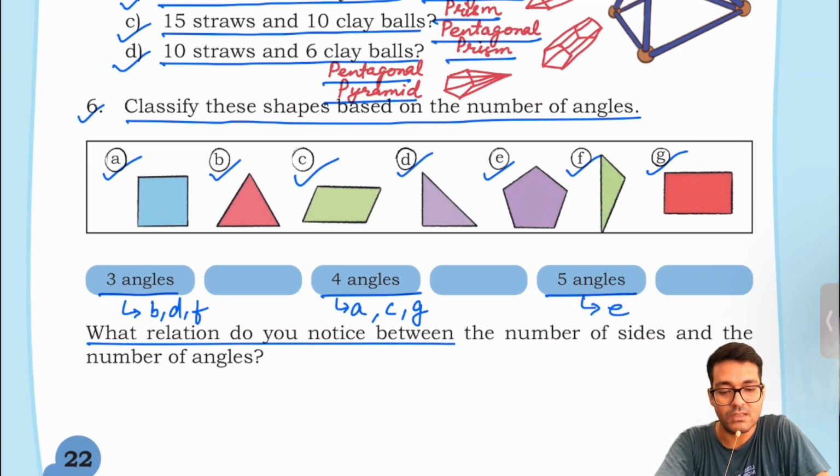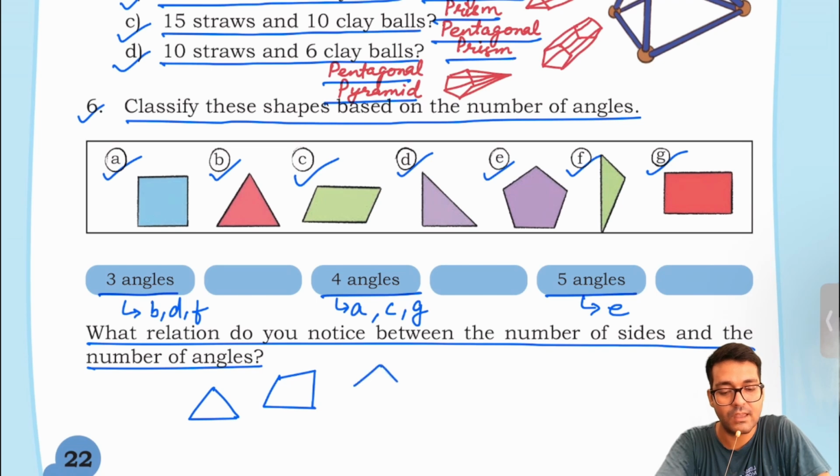What relation do you notice between the number of sides and the number of angles? In a triangle, there are 3 sides and 3 angles. In a quadrilateral or a shape with 4 sides, you can see 4 sides and 4 angles. In a pentagon, 5 sides, 5 angles. And in a hexagon, 6 sides and 6 angles. That means the number of sides and angles are equal.